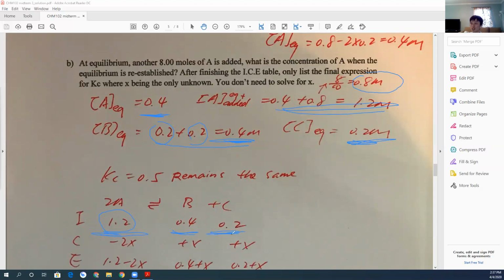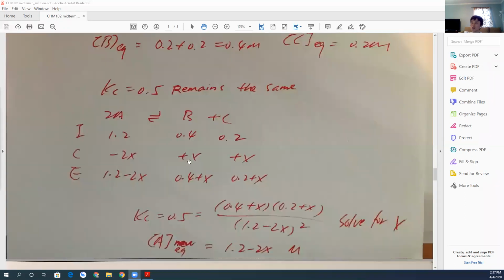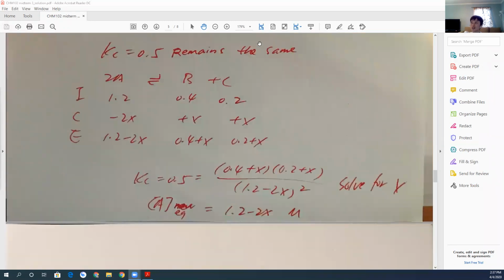So after this equilibrium is disturbed, you use the same rule for the change of concentration. This will be the equilibrium concentration for A, B, and C, and you can plug these values into the expression for Kc. As I told you, you don't have to calculate it. You just plug in these numbers and then solve for x. So the new equilibrium concentration will be 1.2 minus this 2x.